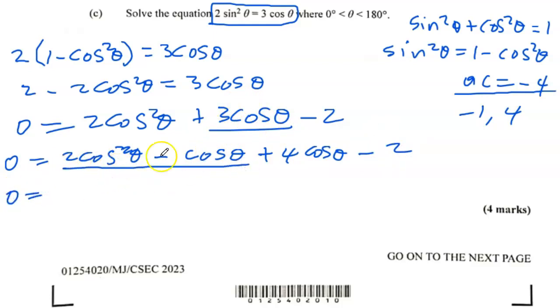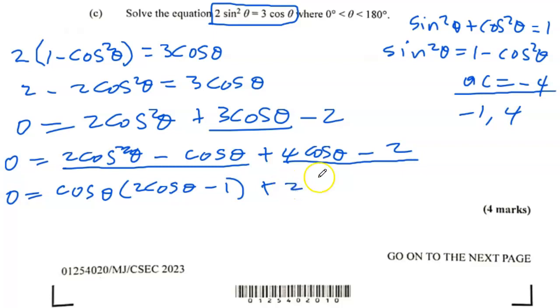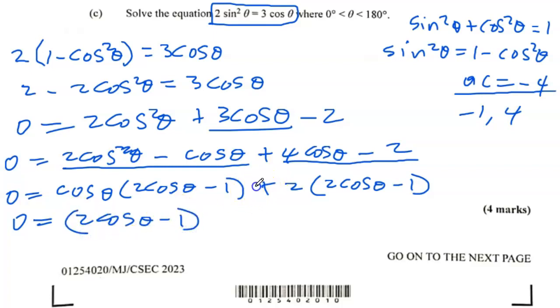So the first pair, the common factor there is cos theta, so cos theta in the bracket I'll have 2 cos theta minus 1. The second pair, common factor there is 2, and in the bracket I'll have 2 cos theta minus 1. Notice we have a common bracket, which is what we expect. That common bracket is 2 cos theta minus 1. On the outside, we have cos theta plus 2. And then to solve by factoring, we equate both factors to 0.